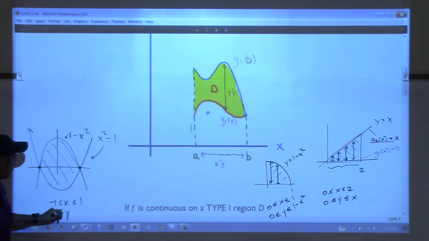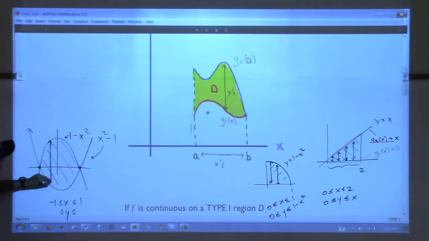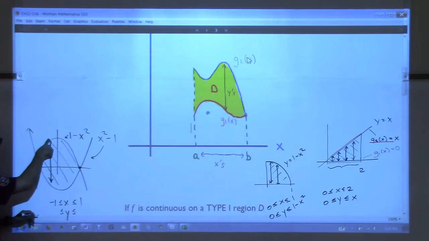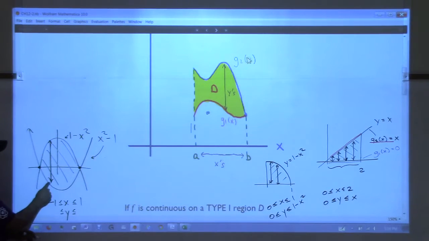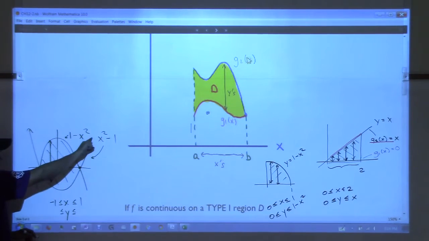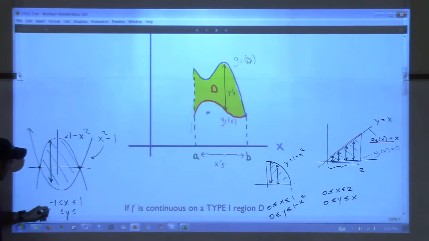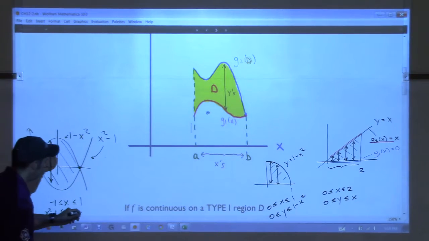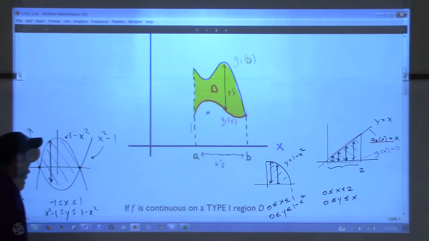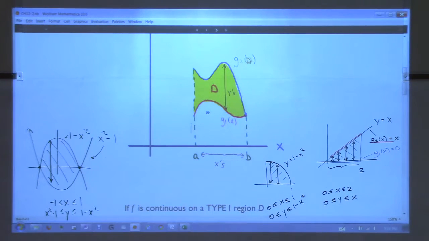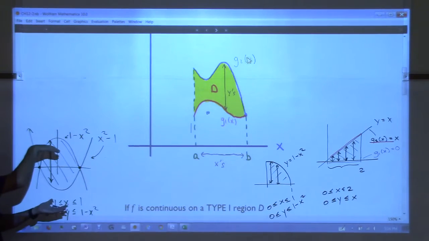And your y's always have to be between two functions of x. The top function is which one? Let's say the smaller one is x squared minus 1. That's your bottom function, and then your top function is 1 minus x squared. That would be a type 1 region: x between constants, y between two functions of x.